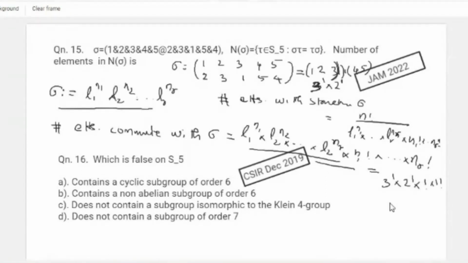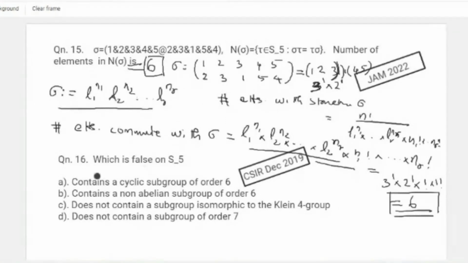Okay. So what is it? 3 into 2, that is 6. There are 6 elements that commute with the sigma. That is the number of elements, 6 is the answer. Okay. So the number of elements having structure equivalent to sigma is n factorial divided by this number. But the denominator alone will give the number of elements that commute with the sigma.